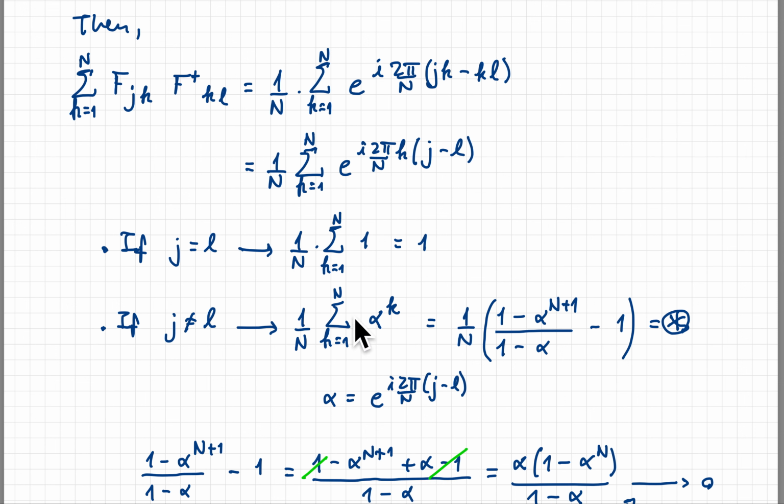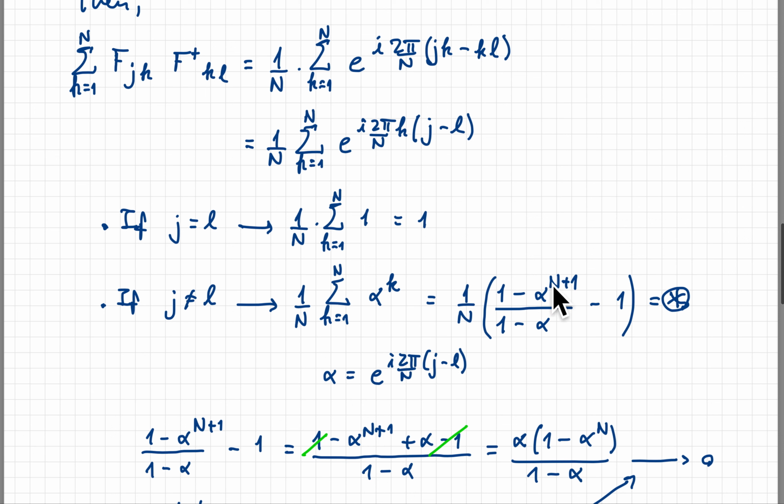This is simply the geometric sum. So a geometric sum starting from 0 to n will give you this first factor, (1 minus alpha) to the n plus 1 divided by 1 minus alpha. But we started the sum at 1, and so we have to subtract that term that we didn't really include. So that's the minus 1. That's where the minus 1 comes from.